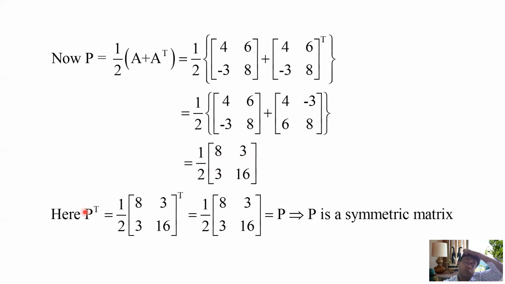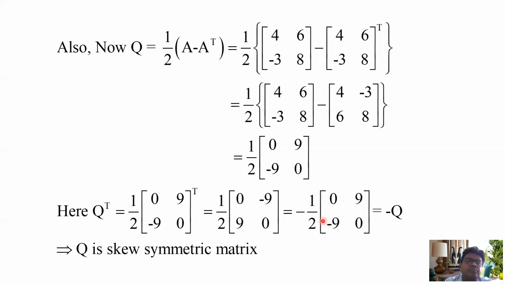Now P transpose is equal to how much? Now you have to check whether your P is symmetric or not. P transpose is equal to half of 8 3 3 16. If I transpose it, what you have is half of 8 3 3 16, that is equal to P. That is P transpose is equal to P. So therefore P is a symmetric matrix.